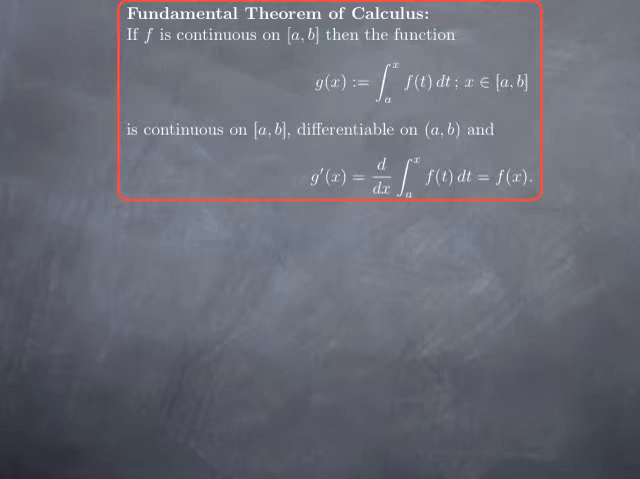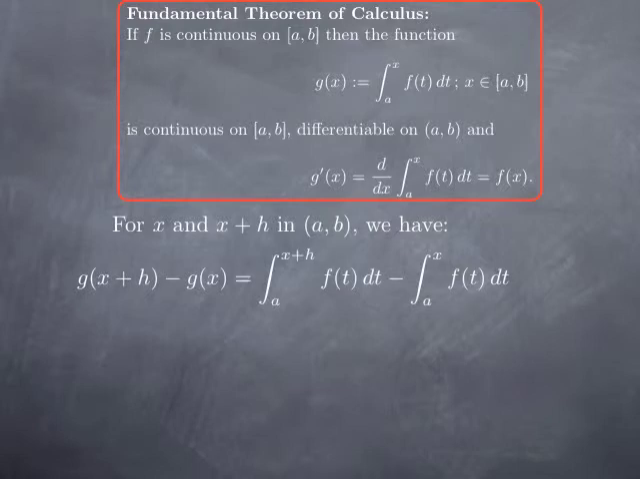So to show that, we're going to take an x and x plus h that are both in the interval (a, b). If x is in the open interval (a, b) and h is sufficiently small, we can make sure that x plus h is in the interval (a, b). h can be positive or negative.